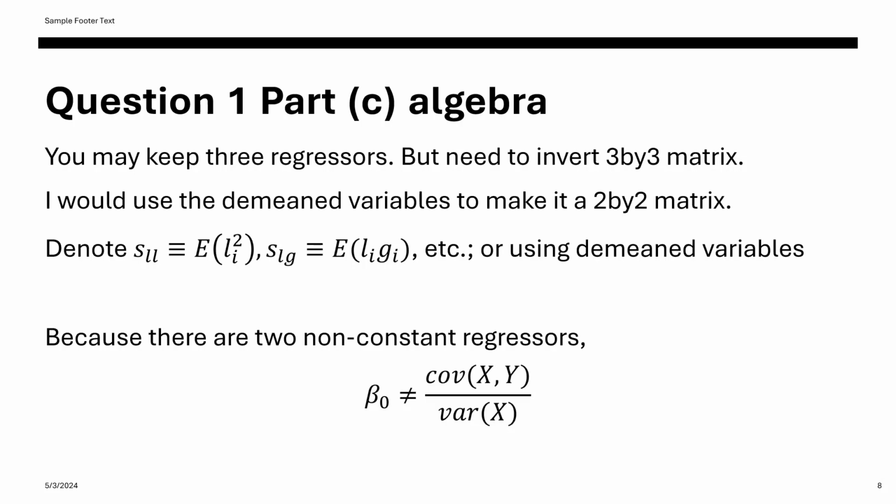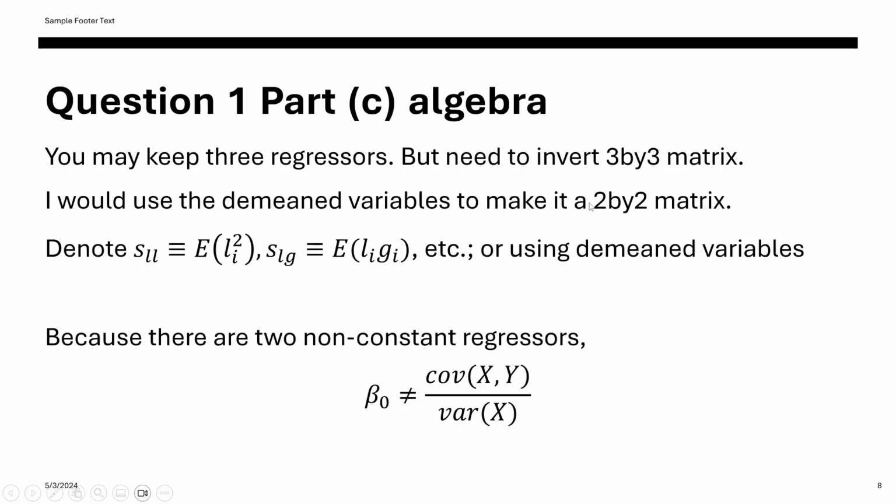You may keep 3 regressors, so X is 3 regressors, including intercept, L, and G, but that requires 3 by 3 matrix inversion. That is possible, but will be pretty annoying and unnecessary. I would recommend using the demeaned variable approach. Like we learned how to demean the variables and how to just delete one of them, right? Then the matrix is 2 by 2. Then it is still annoying, but much better.